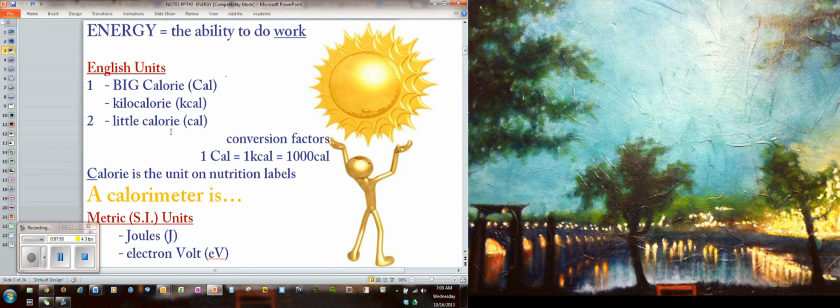Please note that although calorie starts with the letter C, its abbreviation is not just C. It's actually three letters, CAL, either capital or lowercase. The relationship amongst these three English units is down here. 1 big cal equals 1 kilocalorie. And hopefully you remember from your metric system knowledge that kilo means 1,000. So here is our nice little relationship. Big cal equals a little cal.